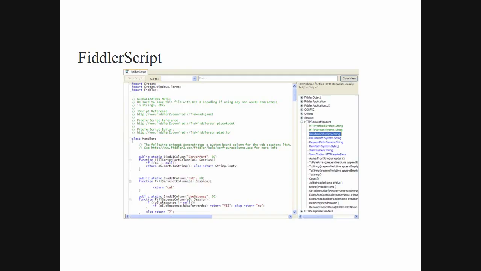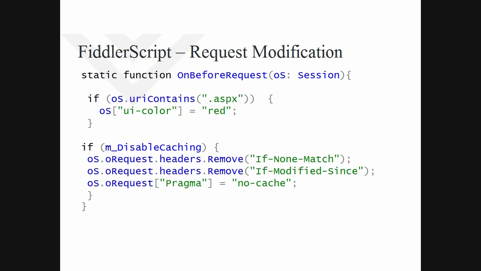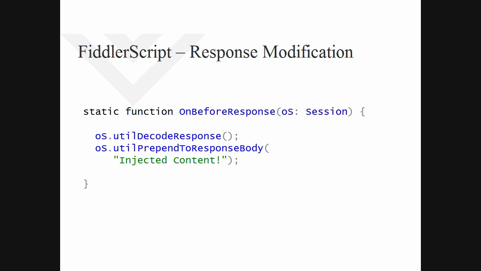This Fiddler script editor we showed a few times. It's not installed by default, but if you click that Get Syntax View button, it'll install it for you. It gives you syntax highlighting, and on the right-hand side, there's a class view, so you can explore the classes in Fiddler. It has IntelliSense as well. Modifying requests automatically is very simple. There's an onBeforeRequest method. You can use methods like, hey, does the URL contain ASPX? If so, make it red in Fiddler's session list. Or, hey, is the disable caching rule set? Okay, strip a bunch of headers. You can modify responses in the same way using the onBeforeResponse method.